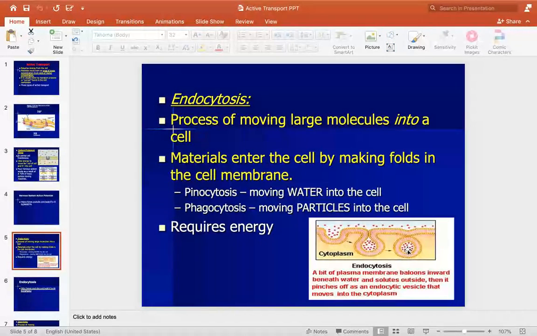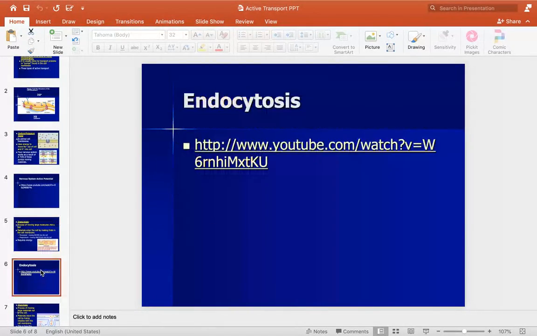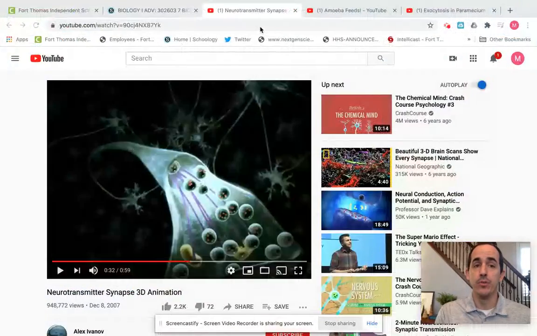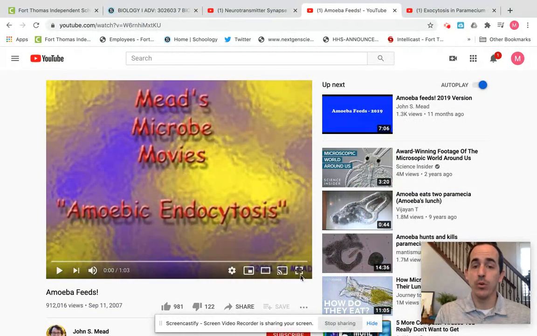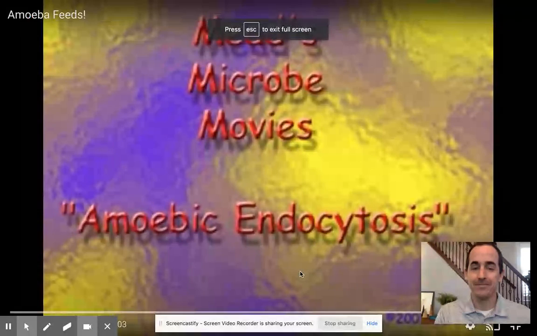So a reminder, this is active transport, so this process absolutely requires energy. Okay, and our cells do this. Lots of cells on planet Earth do this to move materials into the cell. So let me give you an example. I'm going to show you another YouTube video here of an actual organism doing endocytosis. Okay, so here we go.